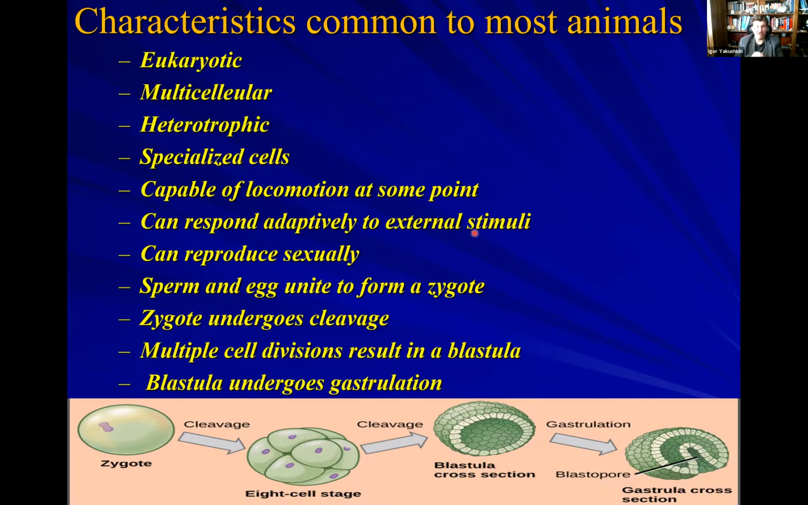Can reproduce sexually. Most of the animals will reproduce sexually at some point of time. If there is an asexual reproduction, yes, there is an asexual reproduction for animals, but most of them reproduce sexually at some point of their life.